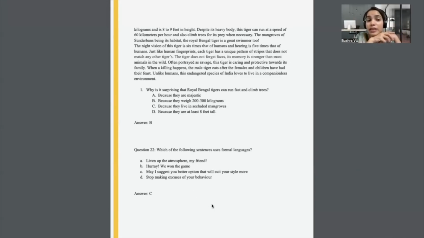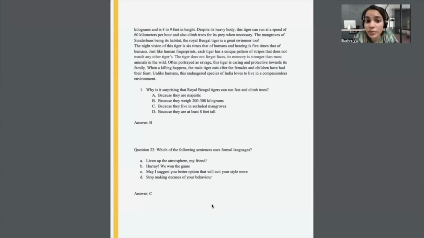Despite its heavy body, the tiger can run at a speed of 60 km per hour and also climb trees, but it's brave when necessary. Although it weighs that much, it can run at a speed of 60 kilometers per hour. It's very fast, and it can also climb trees whenever necessary. The mangroves of Sundarbans being its habitat, the Royal Bengal tiger is a great swimmer too. The night vision of this tiger is 6 times that of humans, and hearing is 5 times that of humans. They can see 6 times better than us in the night, and they can hear 5 times better than us.